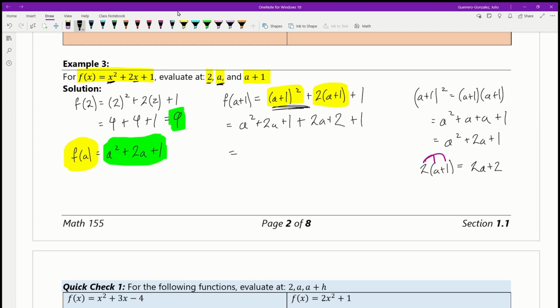Now we get to combine all this stuff together. Okay? The a squared, there's not another a squared, so we just go ahead and do a squared. Plus, here we go. There's a 2a here and another 2a there. If we combine all of them, we get 4a. Okay? And then the last thing, we have plus 1, plus 2, plus 1.